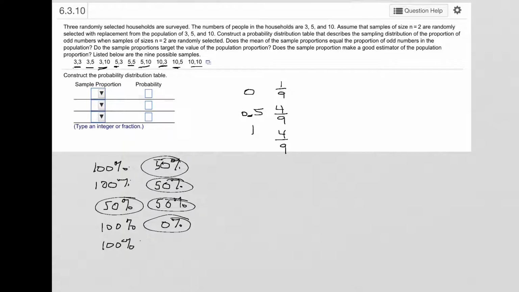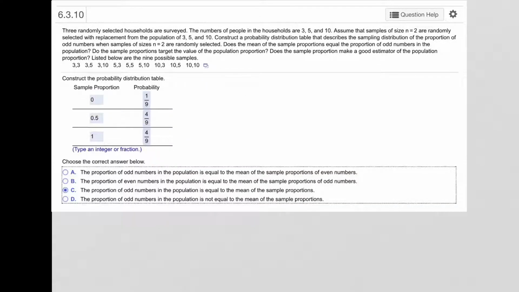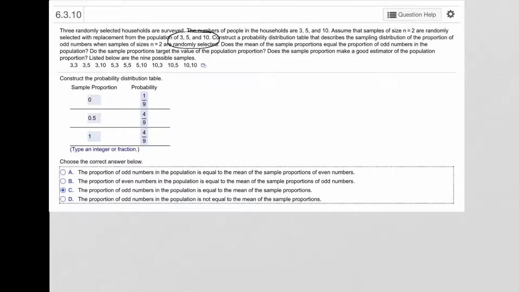So now we can go on to the next part. So here you can see those values are filled in here. Now the question is the proportion of odd numbers in the population equal to the mean of the sample proportions? And yes, that's the case here. How do I know? Because how many out of the group 3, 5, and 10 are odd? So 3 and 5 are odd, 10 is not. So that proportion is 2/3.